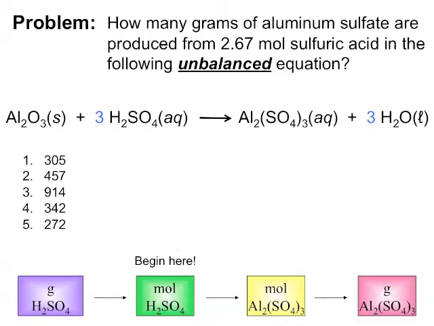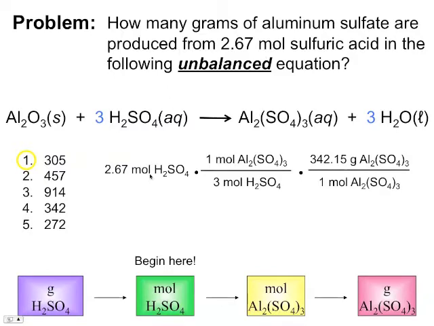All right, if you finished it, your answer would be 305 grams of aluminum sulfate. Let's go ahead and show you the solution. We start off with 2.6 moles of sulfuric acid. We convert to moles of aluminum sulfate. For every 3 moles of sulfuric acid consumed, we create 1 mole of aluminum sulfate. That's represented in our mole-to-mole conversion here.